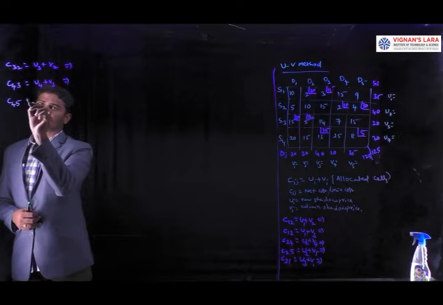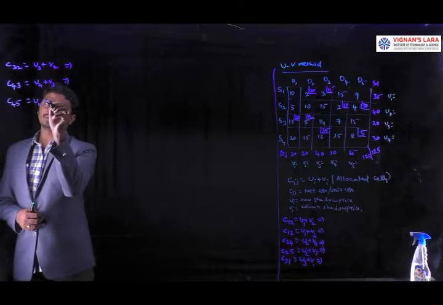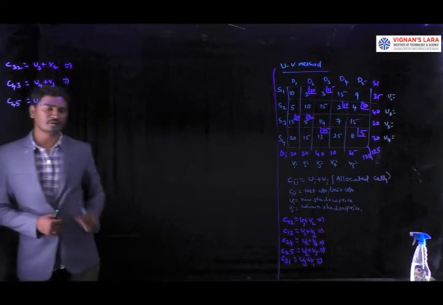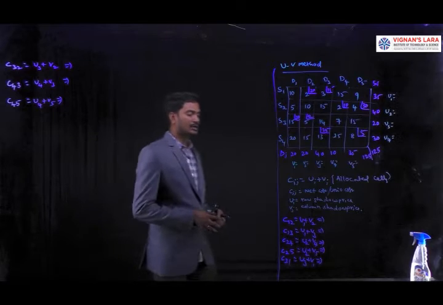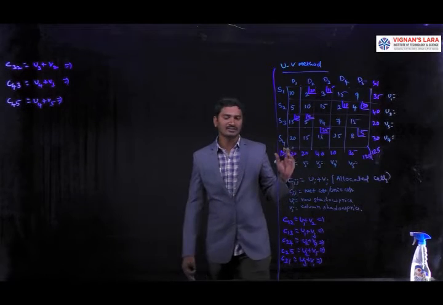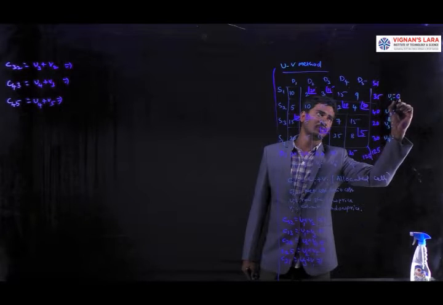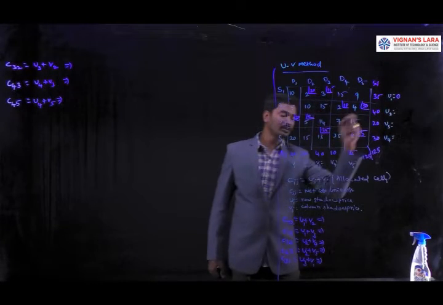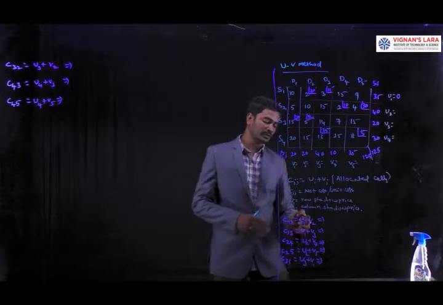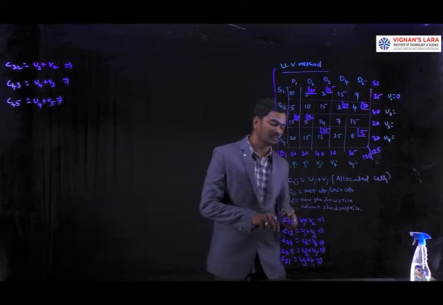S4D5 is equal to U4 plus V5. From this, now we are going to calculate the shadow prices by assuming any one shadow price is equal to 0. Here I would like to take U1 equal to 0. I am assuming U1 equal to 0, and we are going to substitute it.